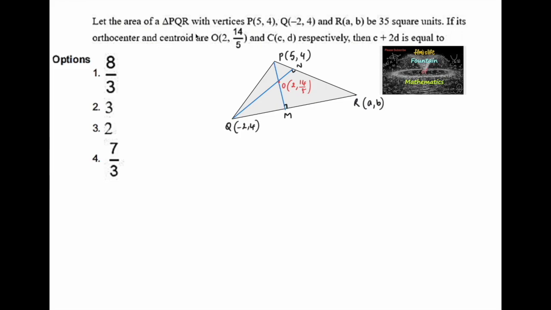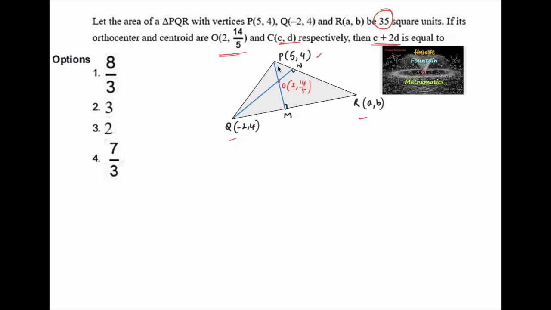Given the area of triangle PQR with vertices P(5, 4), Q(minus 2, 4) and R(a, b) is 35 square units, and if its orthocenter and centroid are given as (2, 14 by 5) and (c, d) respectively, then we need to find c plus 2d.